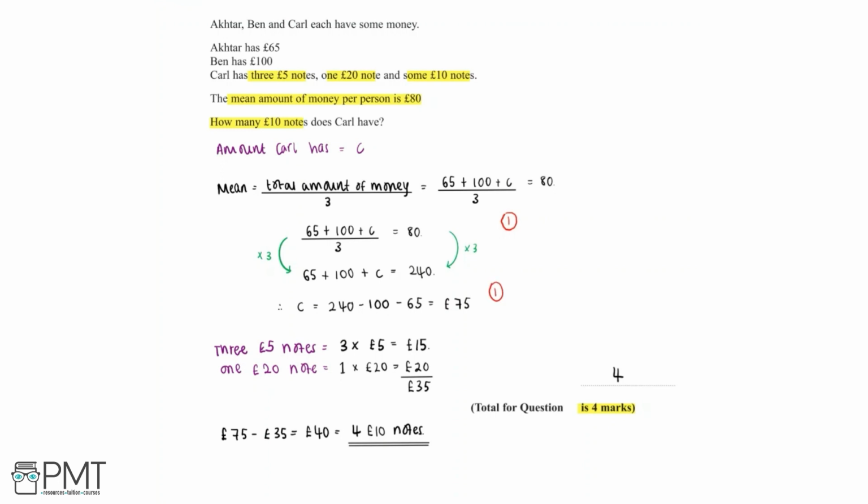We get the third mark for doing £75 take away £35 in order to find that Carl has £40 worth of £10 notes. And we get the fourth and final mark for using this in order to find that Carl has 4 £10 notes in total, allowing us to achieve the full 4 marks needed in this question.